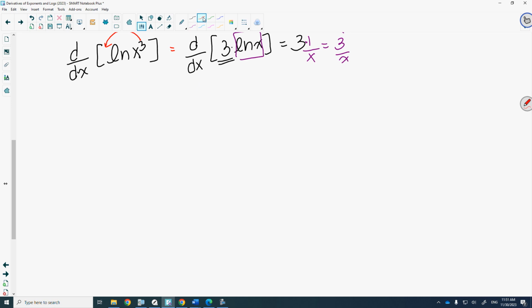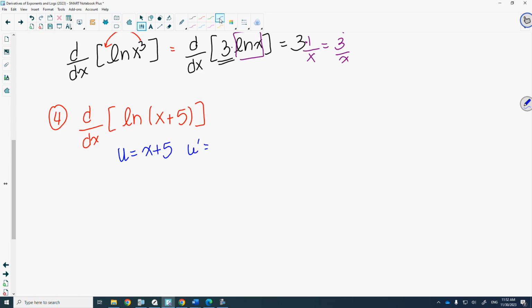Okay, 4. What is the derivative of the natural log of x plus 5? So again, let's identify what u is. u would be my argument, which is x plus 5. u prime is the derivative of x plus 5. So the derivative of x is 1, and the derivative of 5 would be plus 0, which I don't need to write. My formula, the derivative of a natural log is going to be u prime over u. So 1 over x plus 5.